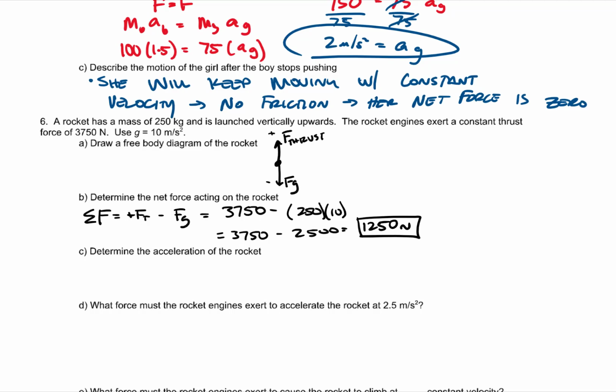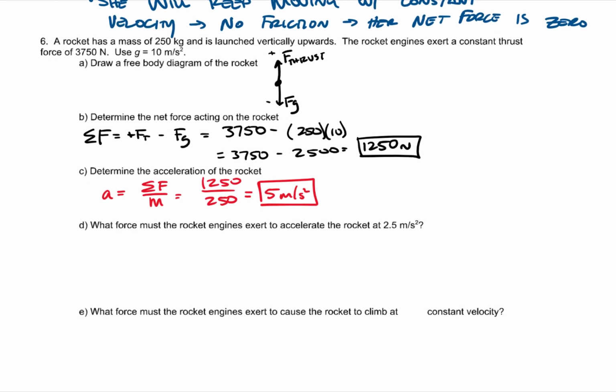Once you have the net force, to find the acceleration, you do the net force divided by the mass, so that's 1250 newtons divided by 250 kilograms. That gives you an acceleration of 5 meters per second squared.